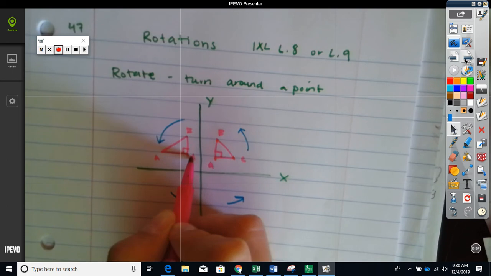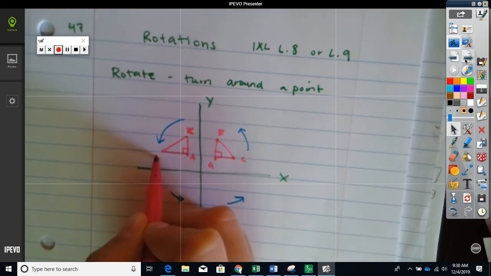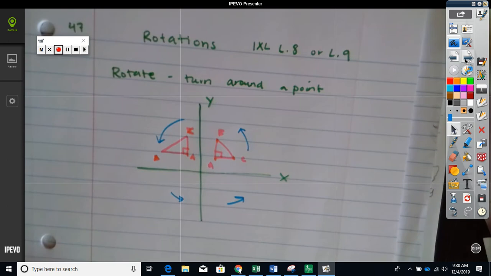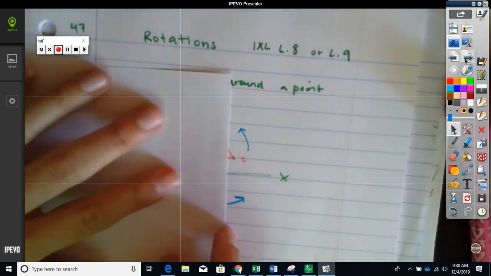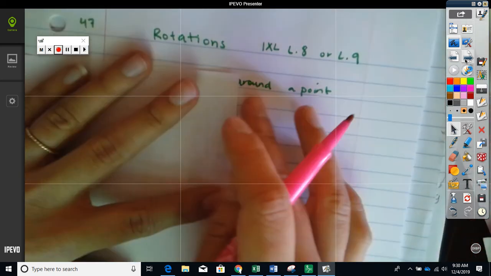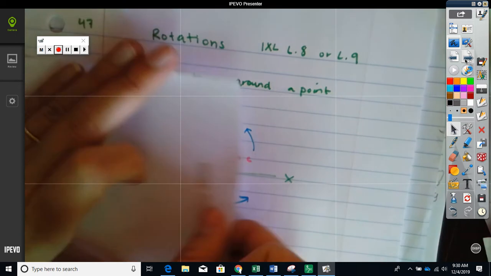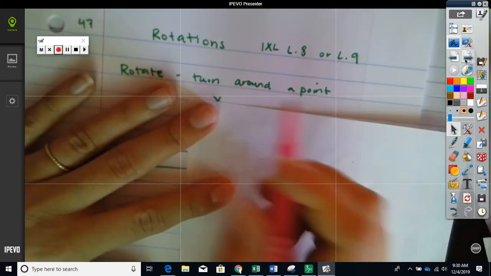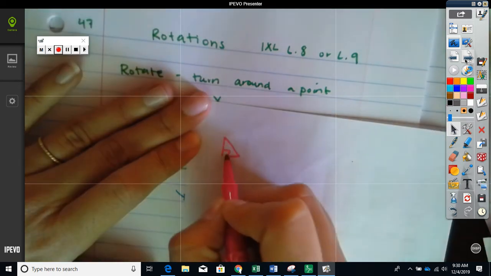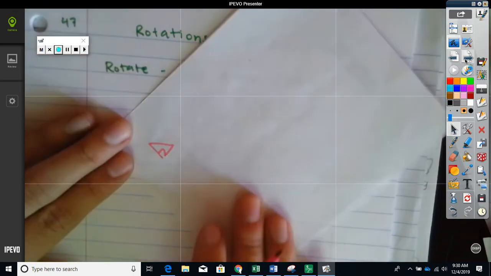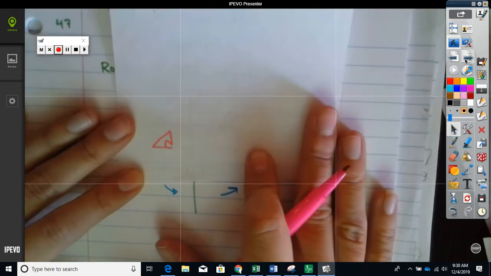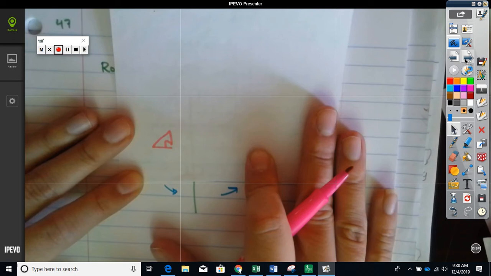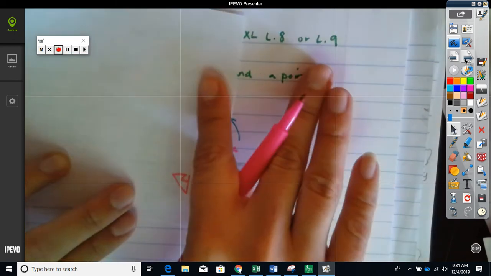Oops, I put the wrong one. That's what it would look like. So if you're not sure how I did that, what I'm going to do is I'm going to get a piece of paper, and one of the ways that sometimes helps students is to trace it. So there's the triangle, there's the box. If I rotate it 90 degrees counterclockwise, that's why it looks like that. Does that make sense? And if I rotate it again 90 degrees, it would look like this.